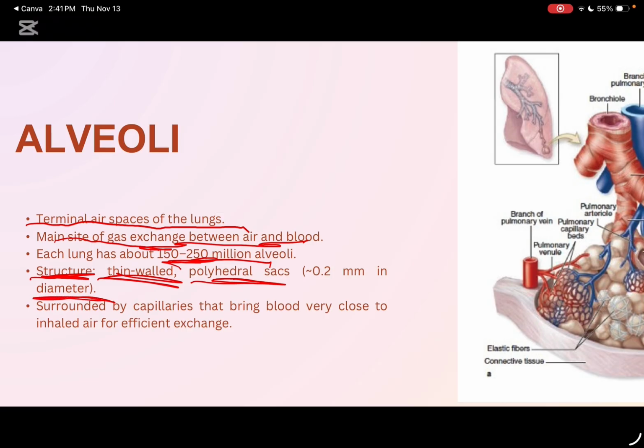And of course, the alveoli are surrounded by capillaries, which makes sense because capillaries are also responsible for gas exchange. And capillaries, what do they do? Gas exchange. They bring blood very close to the inhaled air for efficient exchange.